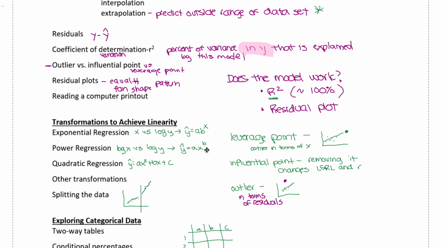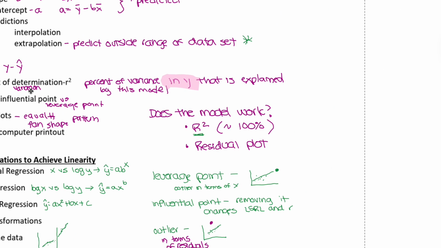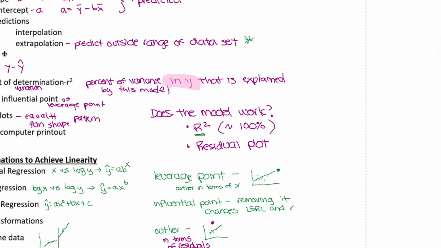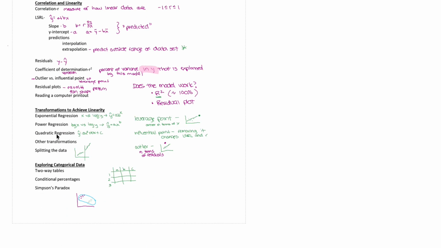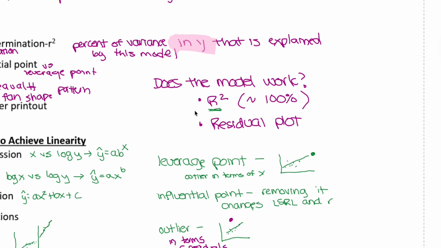And does the model work? I almost forgot this part. We're going to check R squared and the residual plot to see if the model that we created fits our data or not. So R squared, usually, if it's a percentage, then it's from 0 to 100. If it's a decimal, then it's from 0 to 1.